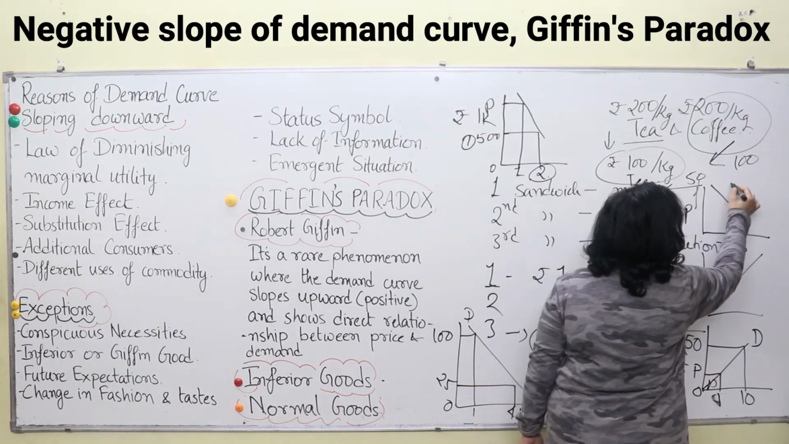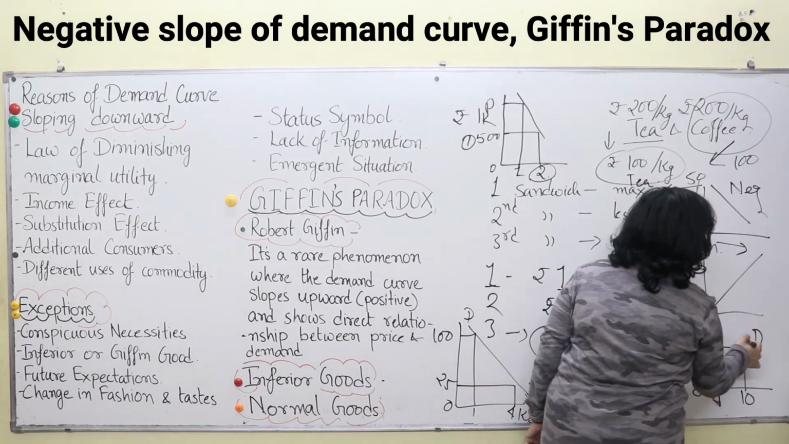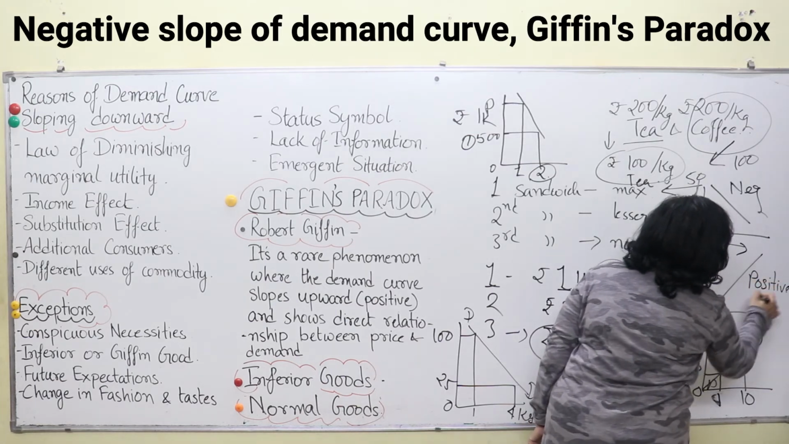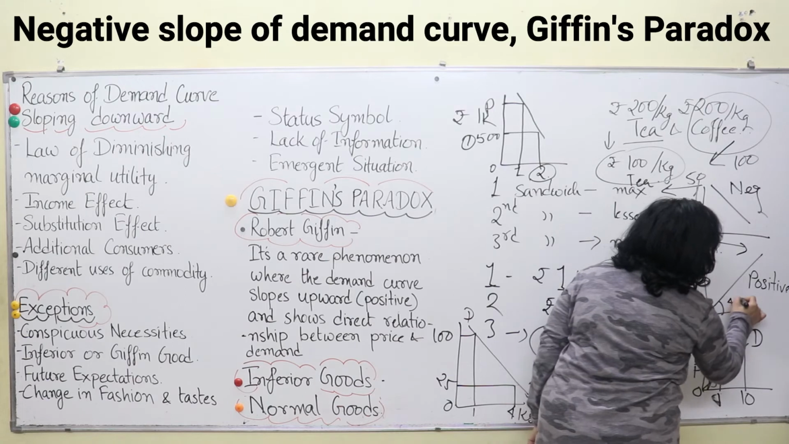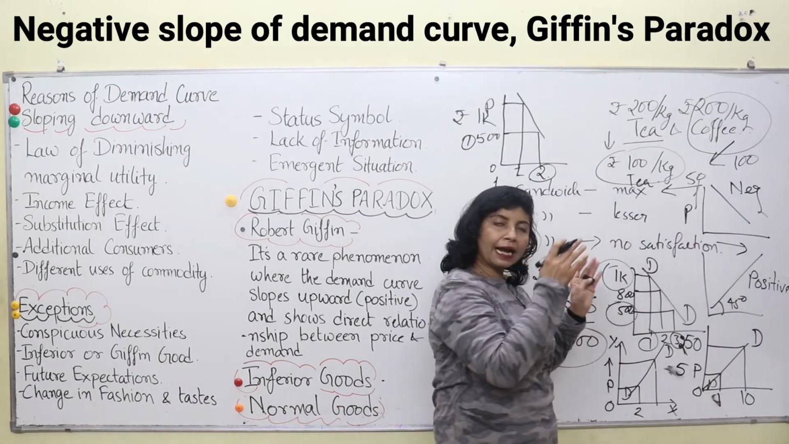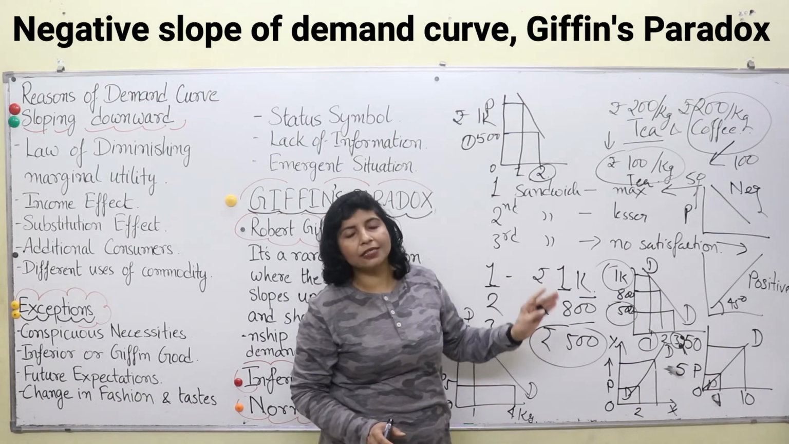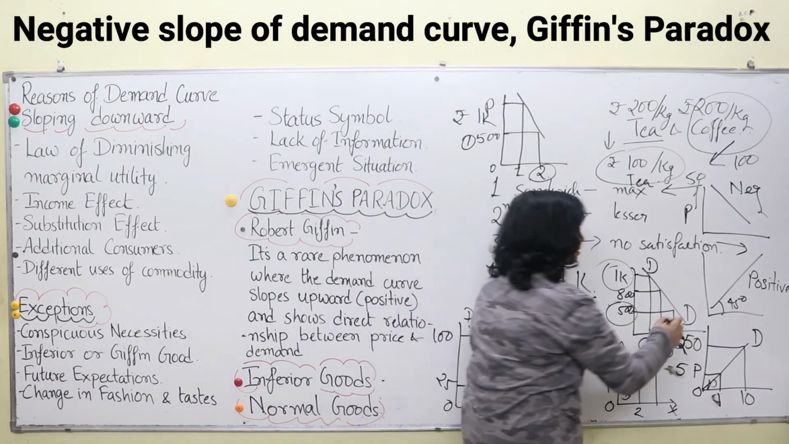And negative slope is this, negative. And this is your positive slope. This positive slope makes your 45-degree angle. Always remember that the diagram you can make with the 45-degree angle is your positive slope for the demand curve. Okay, this is the demand curve.